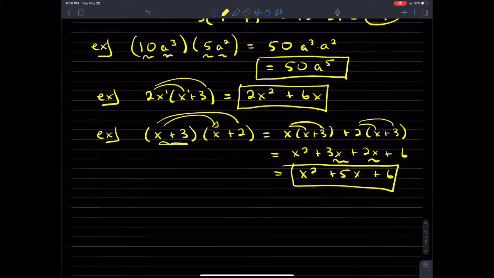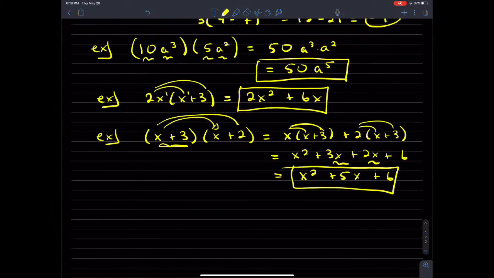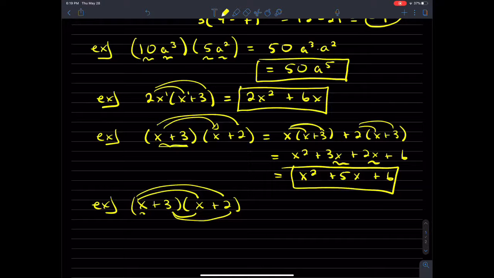Now, the way I prefer to do this problem, I don't like to distribute two terms. It's called the FOIL method, if you remember that. Same problem, but I'm just going to look at it a different way. You can take this x and distribute it to both of those terms, and then take the plus 3 and distribute it to both of those terms. And that is the FOIL method, because it's the first to the first. X times x is x squared. X times 2, those are my outer terms, plus 2x.